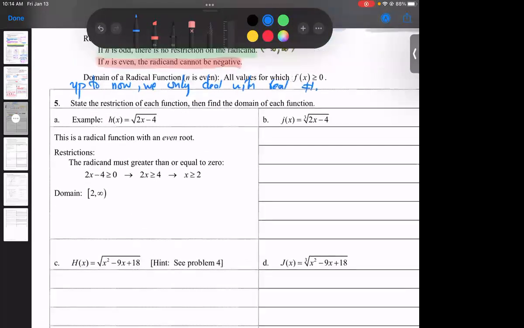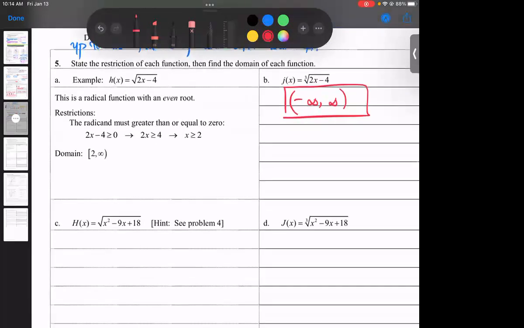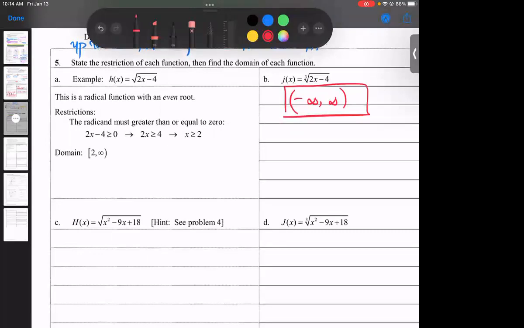All right, all that talk. Why don't you tell me what's the domain of B? Even or odd? Odds are easy going. That's very easy. I don't care what it is underneath. I see an odd index, automatically, I write that. Same thing with D, right? Odd.